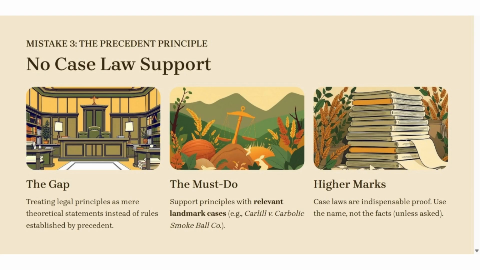Our third mistake to avoid is what we call the precedence principle: failing to support your answers with case laws. Treating legal principles as mere theoretical statements instead of rules established by precedents is a critical error. The solution is to always support principles with the relevant landmark cases. For example, when discussing offer and acceptance, referring to cases like Carlill versus Carbolic Smoke Ball Company demonstrates a deeper understanding.